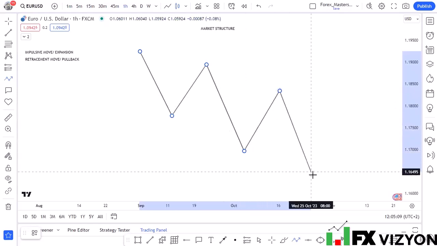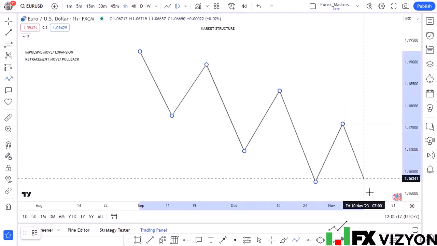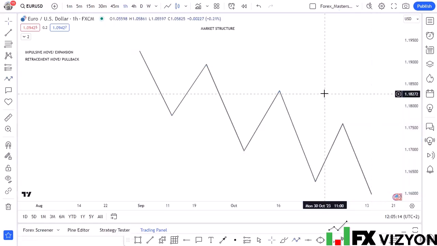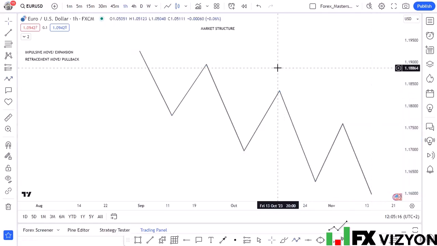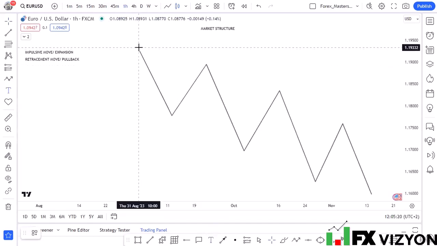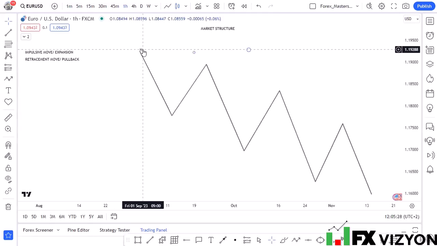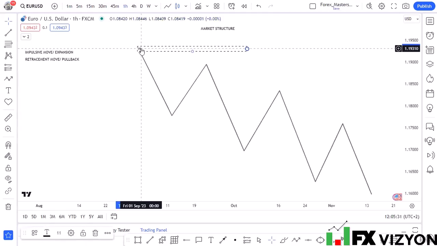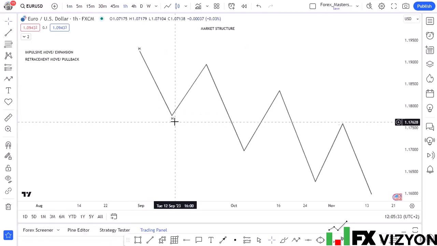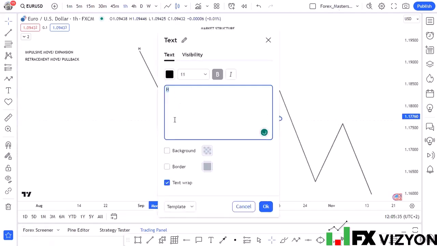Sellers. So if the market is dominated by sellers, what I expect to see is the market pushing to the downside. As the market pushes to the downside, we're going to have a high right here, not a low, but a high that now leads to the creation of a low. So we have a high that leads to the creation of a low down here. So this is a low.